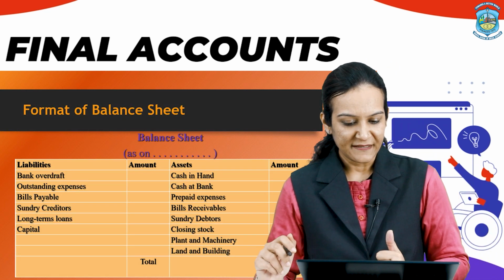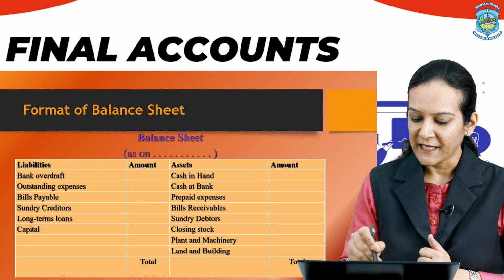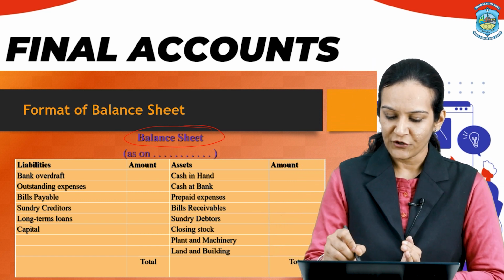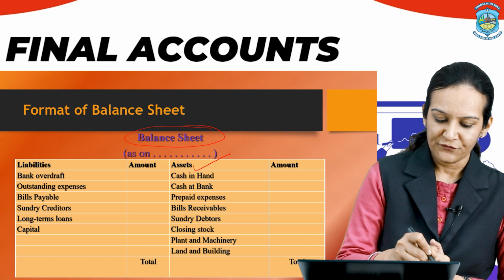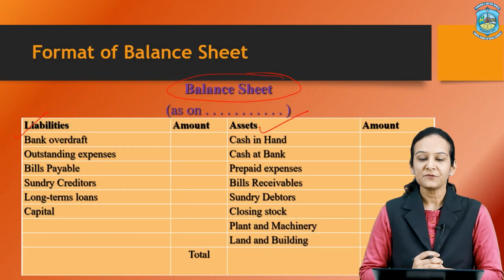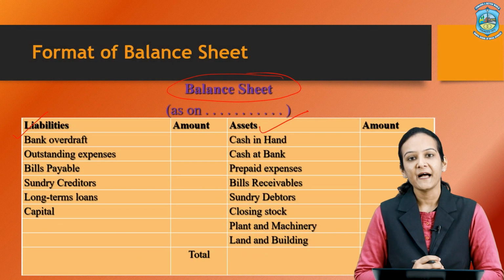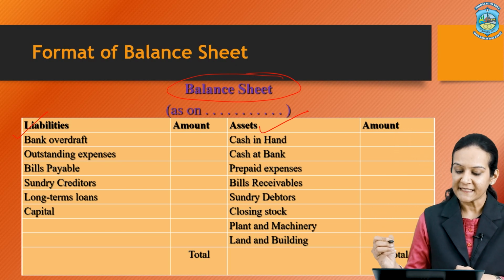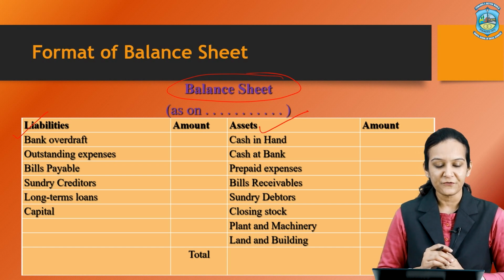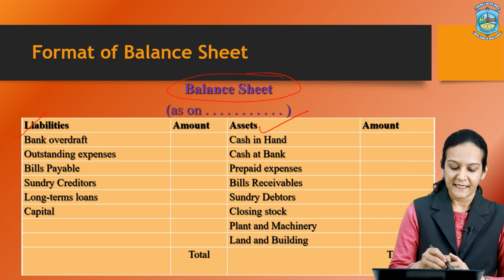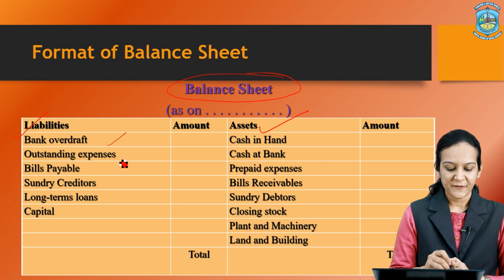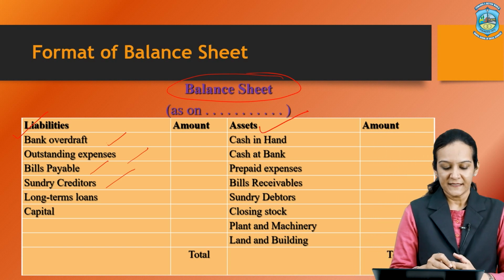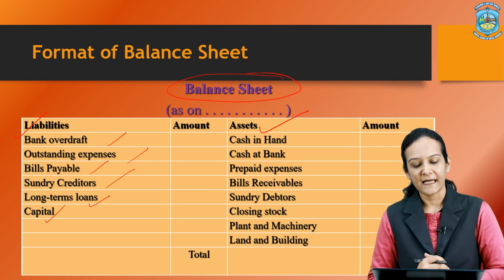So you will find an example of the balance sheet. First of all, balance sheet is prepared as on a particular date. Right hand side is for the assets, left hand side is for all the liabilities. Now this balance sheet is prepared as per the order of liquidity. So you will find the current assets and current liabilities first. Liability side you will have all the current liabilities first, that is bank overdraft, outstanding expenses, bills payable, creditors. This is followed by the long-term liabilities, that is long-term loans, and finally the capital.